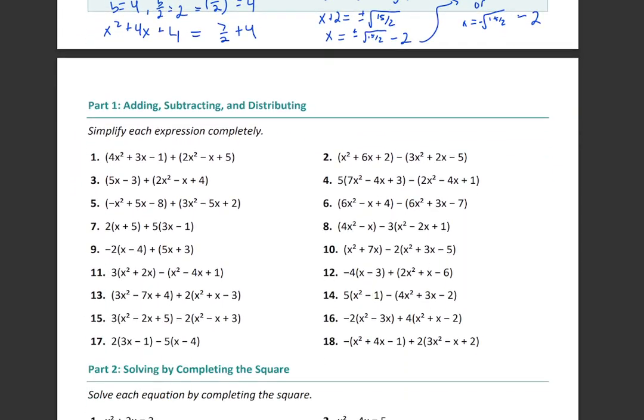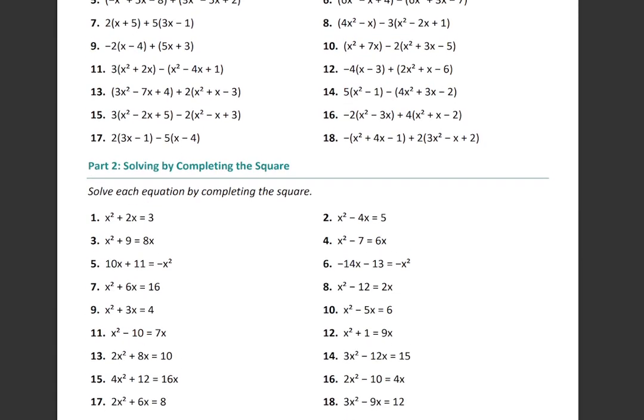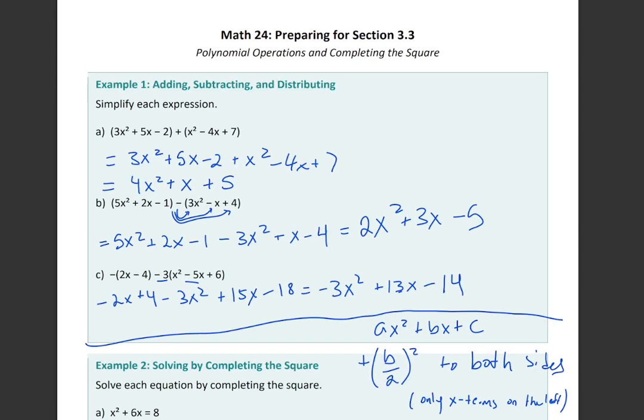Please give it a try, practice combining different like terms, and also solving by completing the square. And as always, reach out if you have any questions.